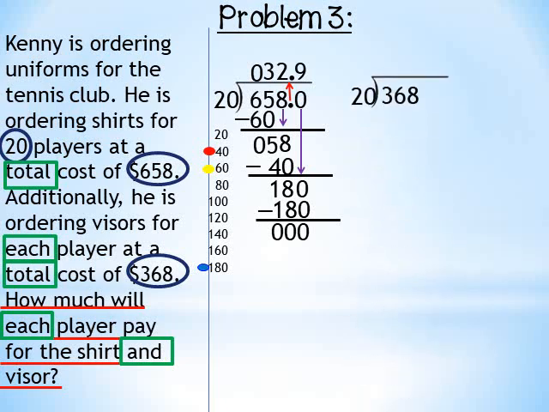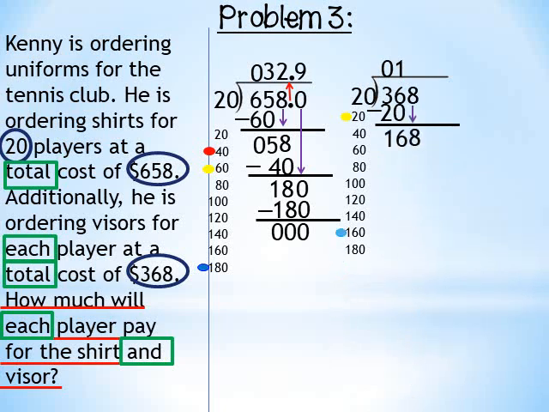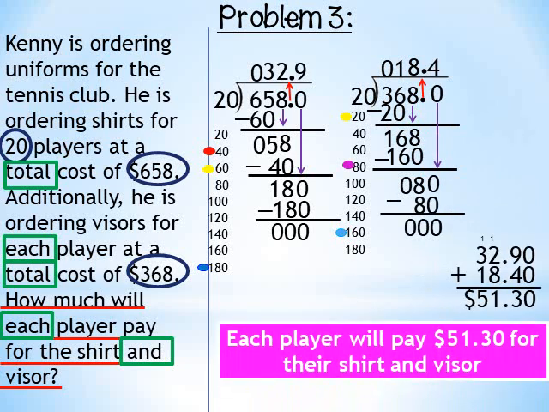Let's do the visor. 20 on the outside, $368 on the inside, and 20 does not go into 3, but it does go into 36, and it goes into 36 once. When you subtract the 2, you get 16. Bring down that 8, and 20 goes into 168 8 times, and 8 times 20 is 160. You subtract the 2, and you get 8. Bring that decimal up, bring the 0 down, and now you have 80. And 20 goes into 80 4 times. So to get a visor, it costs $18.40.